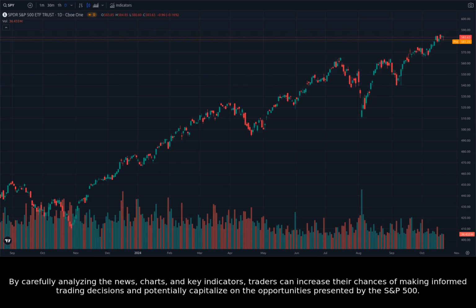By carefully analyzing the news, charts, and key indicators, traders can increase their chances of making informed trading decisions and potentially capitalize on the opportunities presented by the S&P 500.